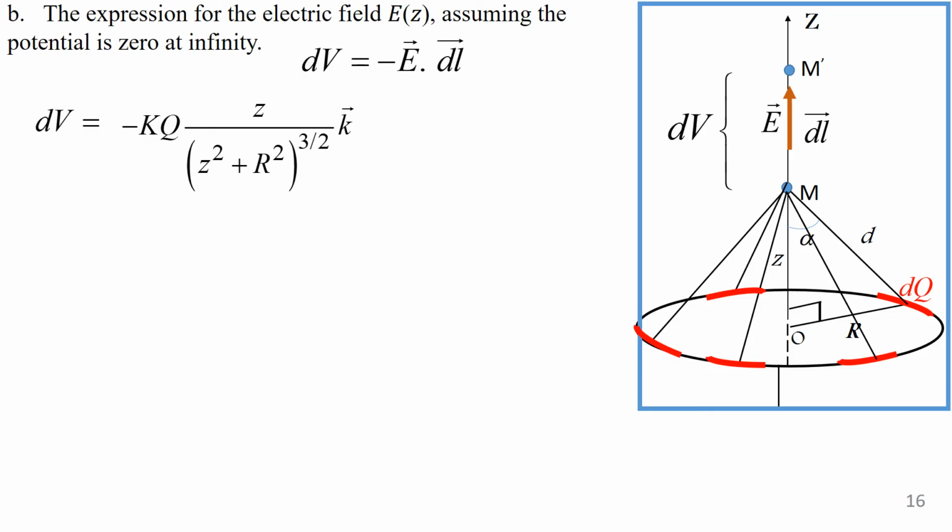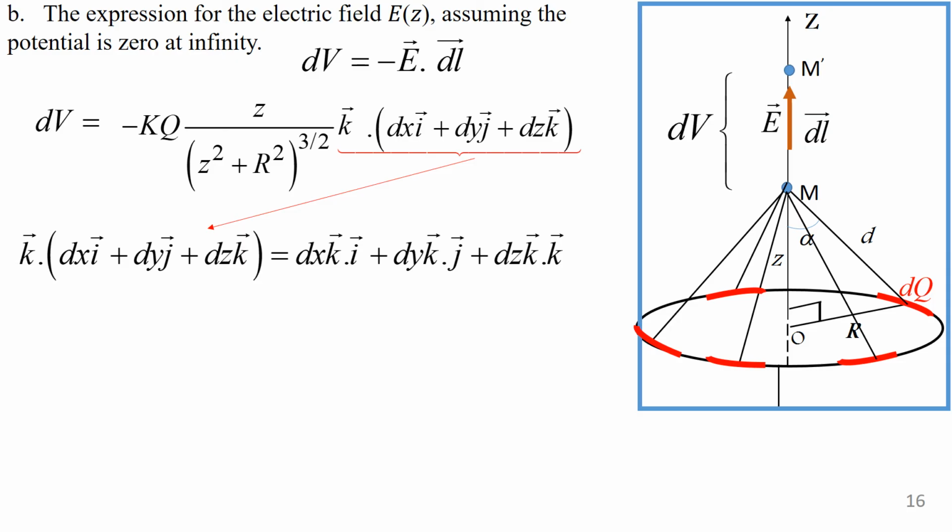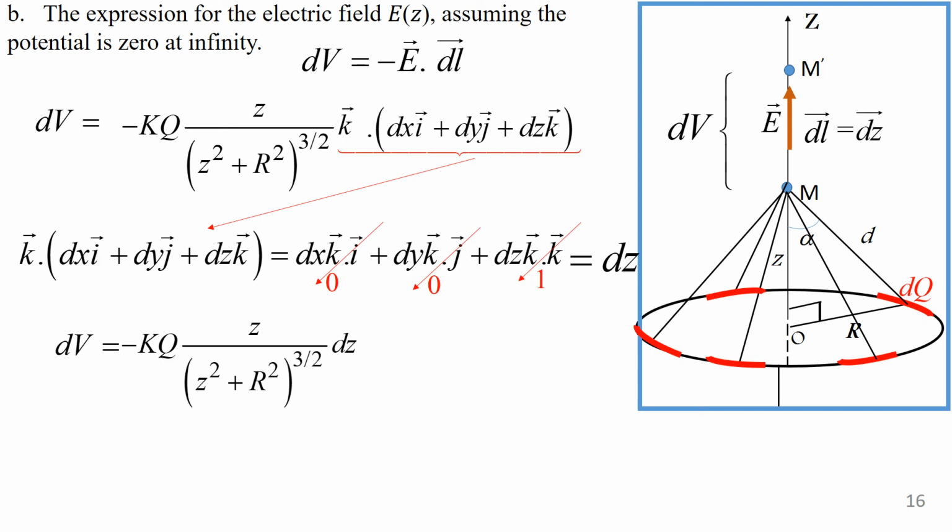We replace the expression of E. The expression of the displacement is 3 dimensional, and we get here the product between k and dl. We perform it, we get this. So here it's equal to 0 because k and i are perpendicular. The same thing for k and j, and for k and k we have 1. So the result is equal to dz. We replace in dV, and we get this.